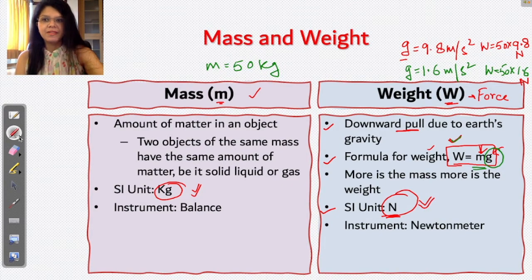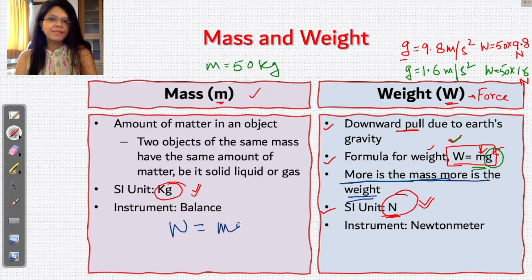And one very important thing, the third bullet point. More is the mass, more is the weight. Why? What is the formula for the weight? Weight is equal to mg. So in this formula, if the value of the mass is higher, your weight is higher. If your mass is less, your weight is less. Right? Simple and easy to understand through the formula itself.